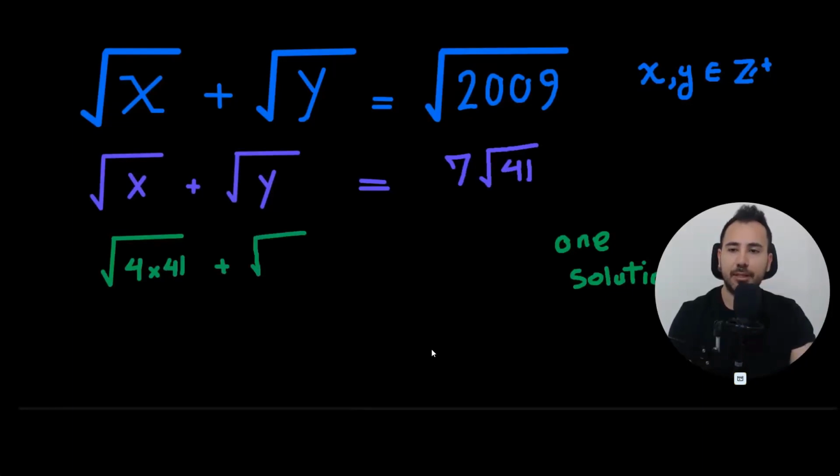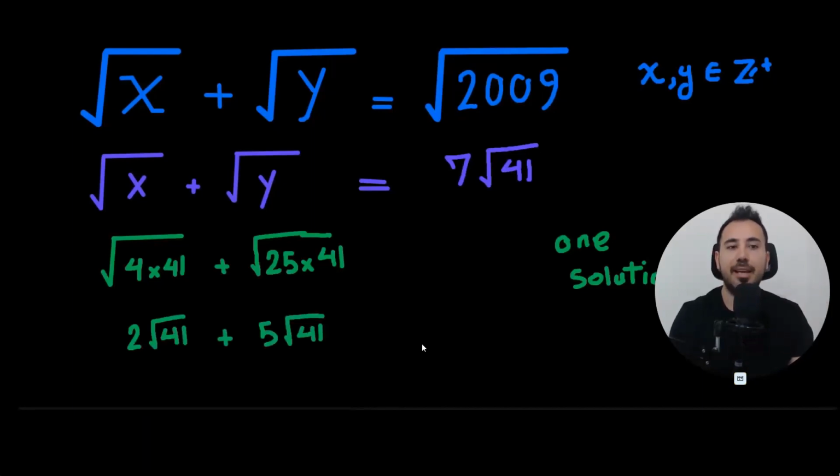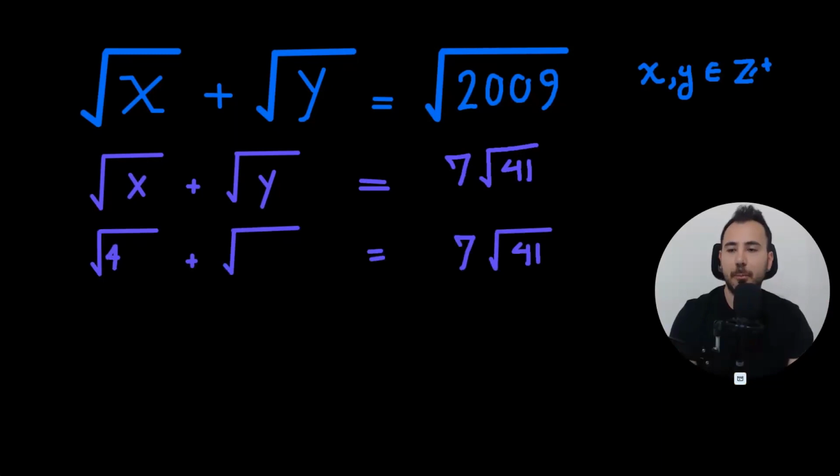Now we just rewrite another one. This is also a solution, but see why. If we have 25 and 4 pushed out of the square root, we're going to get again 7 square root of 41. Now you see that it's a lot easier to come up with a way to just find all the solutions.